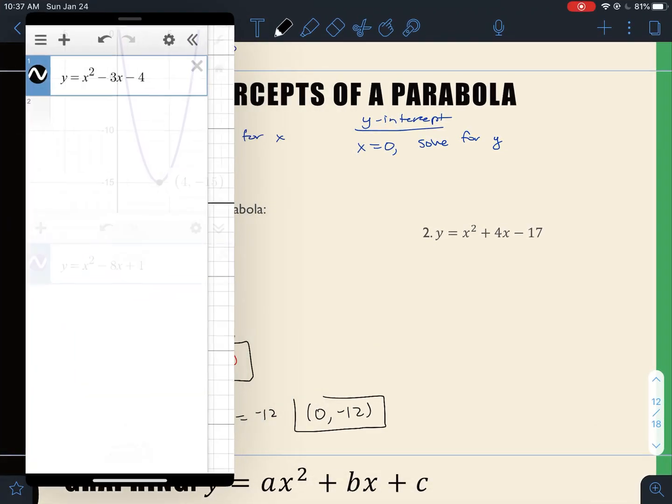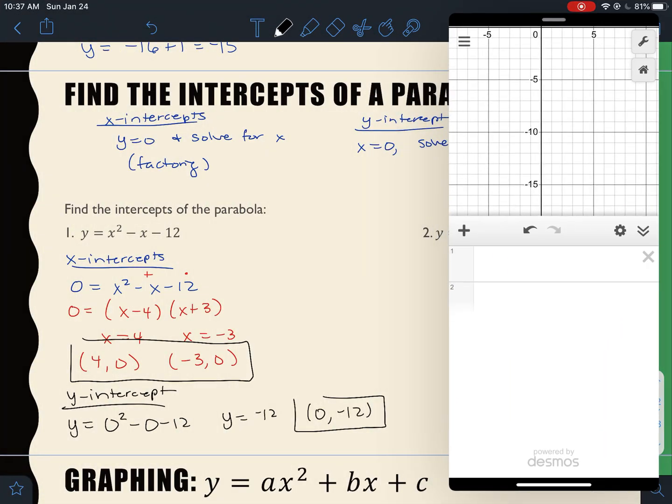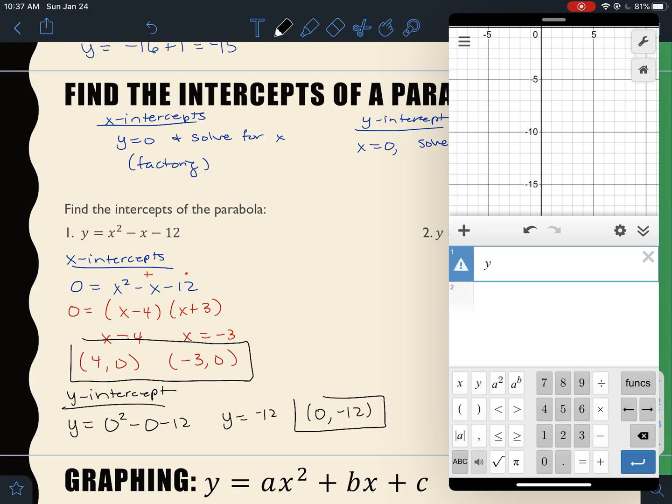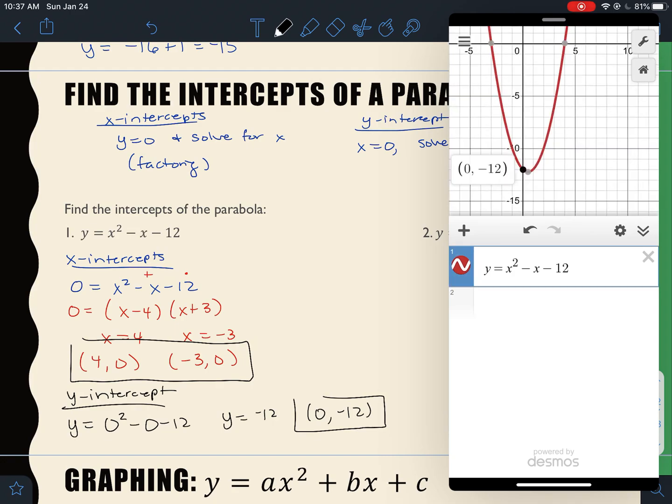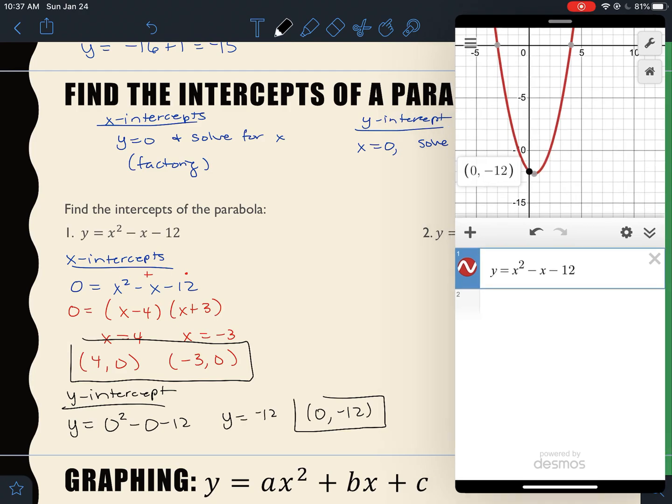So let's go ahead and graph it and make sure that those are the intercepts. So we had y equals x squared minus x minus 12. So there's the parabola. And if we want to find intercepts, notice it's going to cross the x-axis at (-3, 0) and at (4, 0). And then my y-intercept is down here at (0, -12). So that worked.